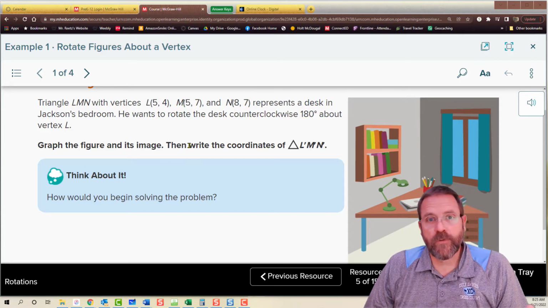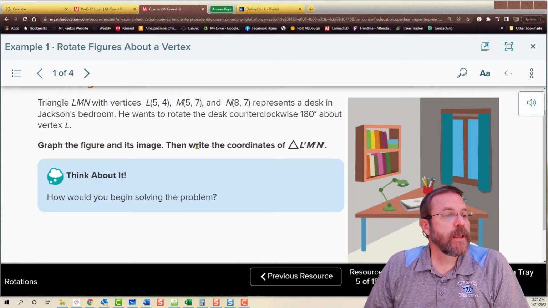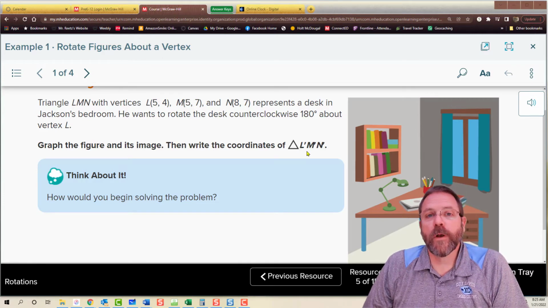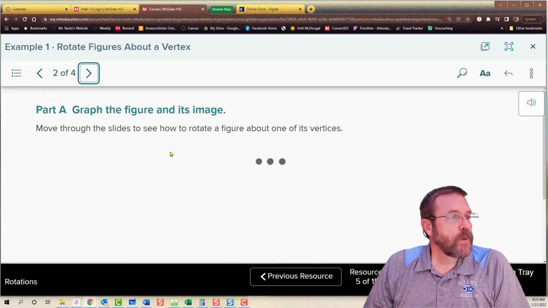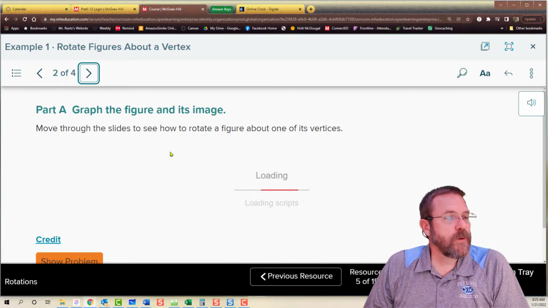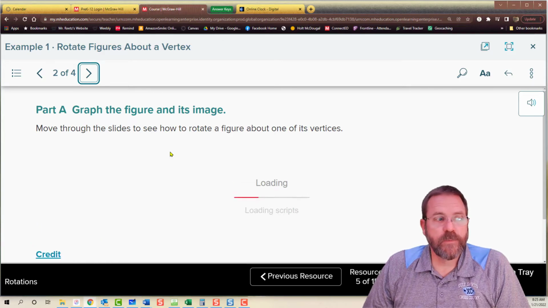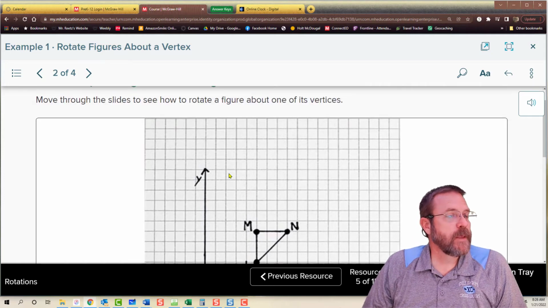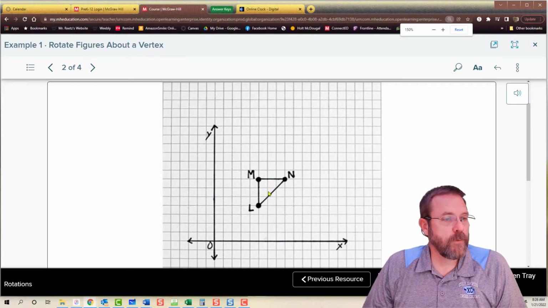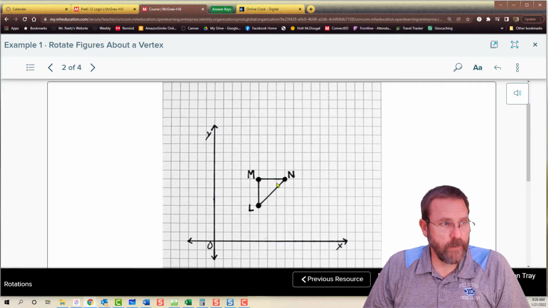In other words, graph the pre-image and its image, and then write the coordinates for triangle L prime, M prime, N prime. So let's get started on this. First thing we have to do is graph the figure and its image, meaning graph the pre-image and its image. Then you can see that they have the pre-image already graphed right here, triangle LMN.